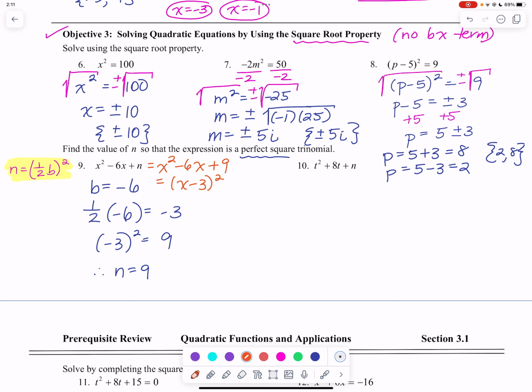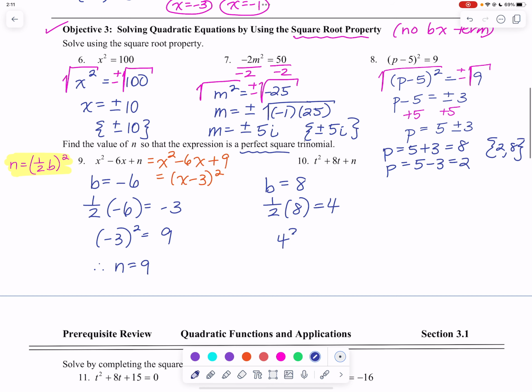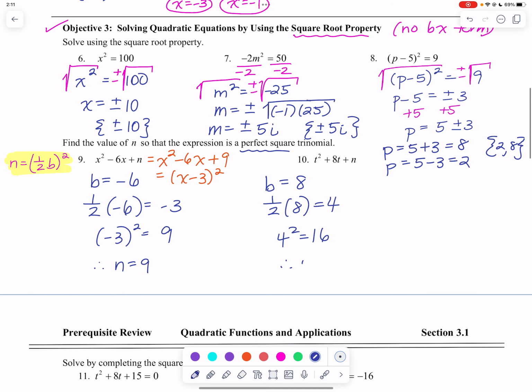Let's do the same here for number 10. b is equal to 8. 1/2 of 8 is 4. 4 squared is 16. Therefore, n is equal to 16. I did that so that I could say that this was t squared plus 8t plus 16, and that's equal to t plus 4 squared. So we created a perfect square.